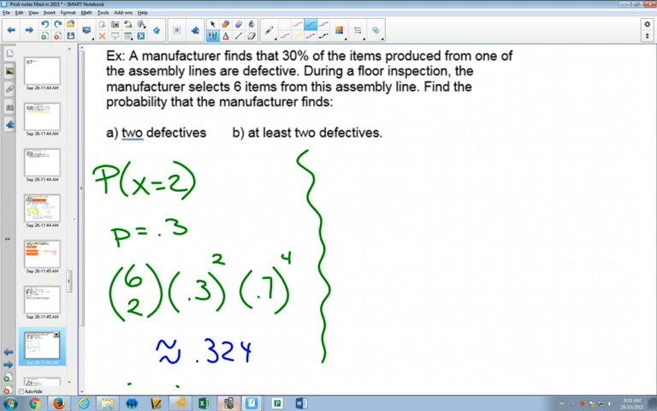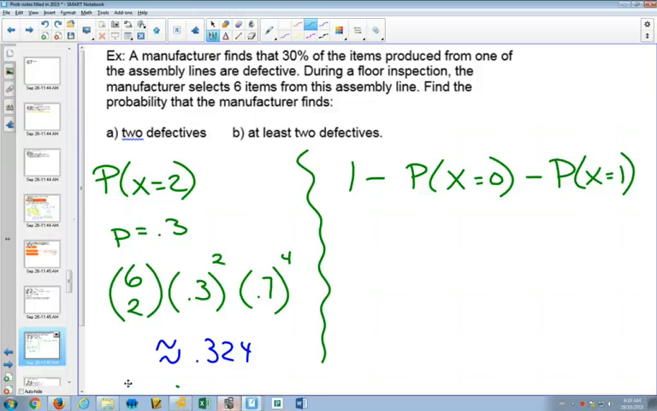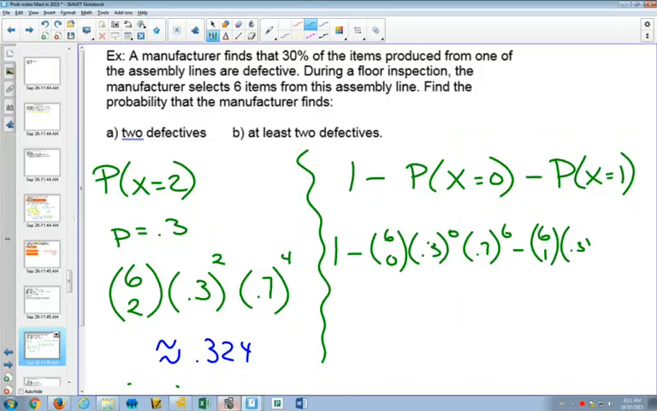So another way of doing this is 1 minus the probability that there are none defective and minus the probability that only 1 was defective. So this would be less work, but you would still have 2 calculations to make using your formula, right? Because this would be 1 minus 6 choose 0, 0.3 to the 0, and 0.7 to the 6. And then you'd also minus 6 choose 1, 0.3 to the 1, and 0.7 to the 5.